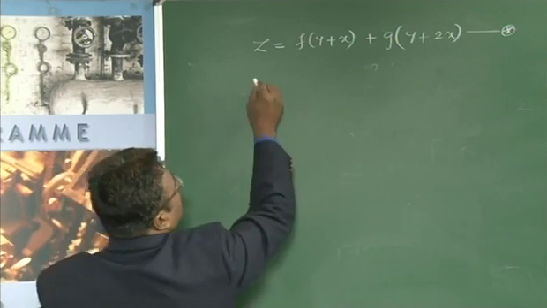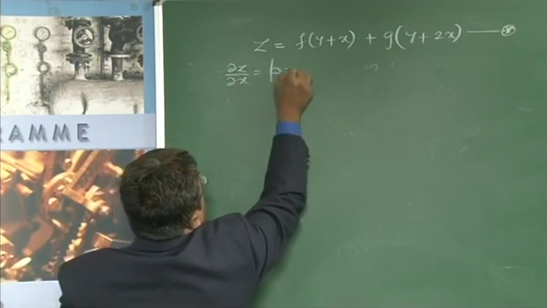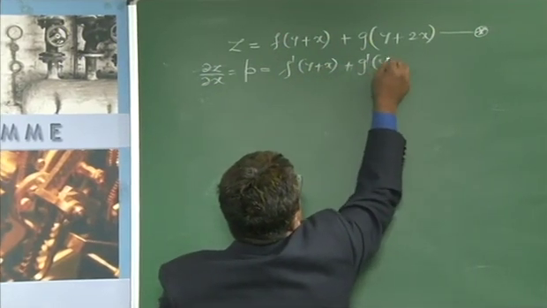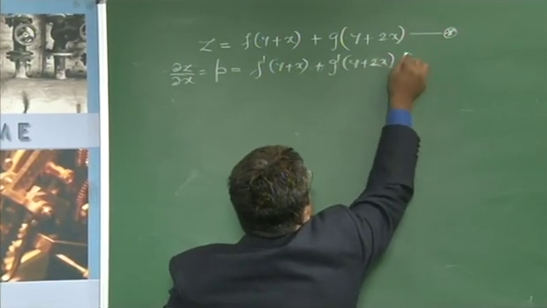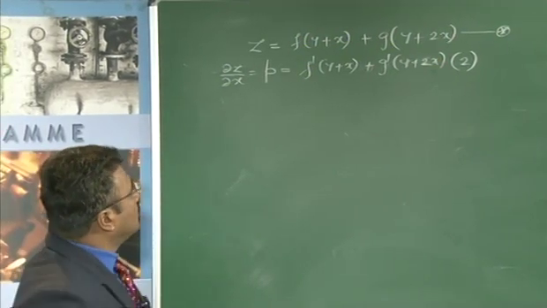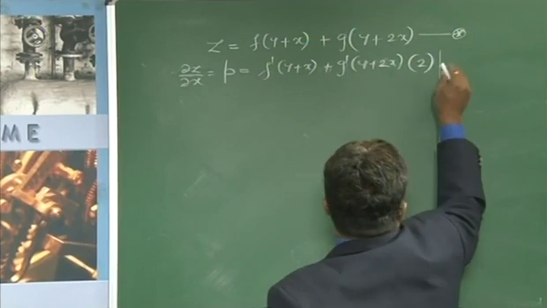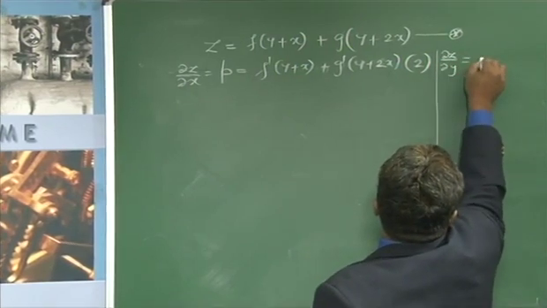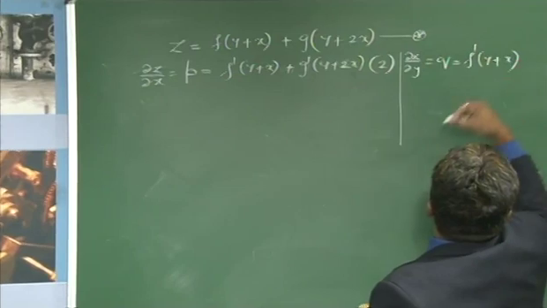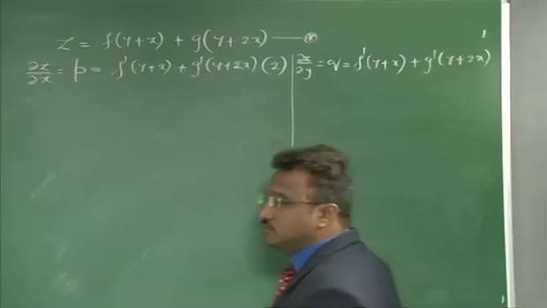If I differentiate this with respect to x, that is simply dou z by dou x, which I call p. With respect to x, this is f dash of y plus x plus g dash of y plus 2x into 2. Now again I differentiate with respect to y. With respect to y, this is dou z by dou y, which I simply call q. With respect to y, this becomes f dash of y plus x plus g dash of y plus 2x. This is the first order.